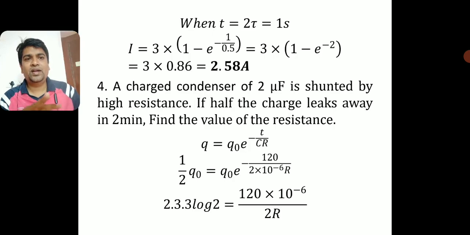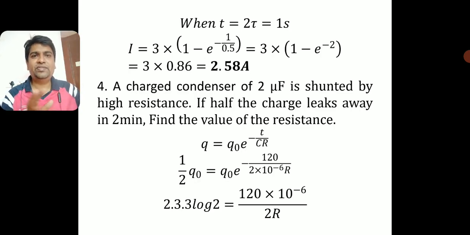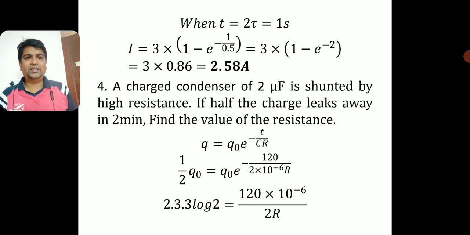Take log. If you take log, it is 2.303 log 2. After taking the reciprocal here and taking log 2, on this side it is 120 into 10 to the power of minus 6 by 2R. It's a very simple rearrangement, taking log on both sides. When you take log, this e power will get cancelled. You are left with a very clear numerical value on the right hand side, which is 120 into 10 to the power of minus 6 divided by 2R.